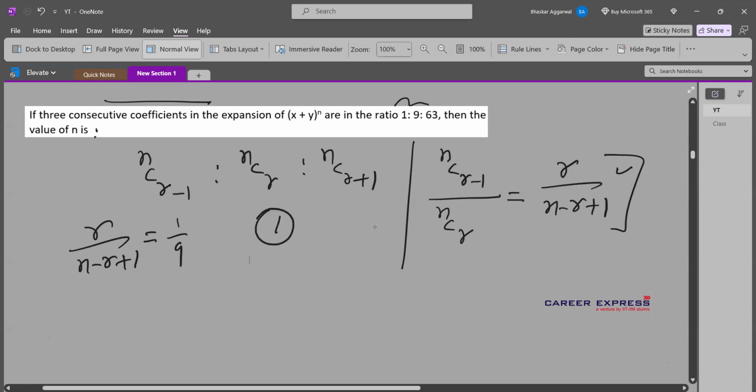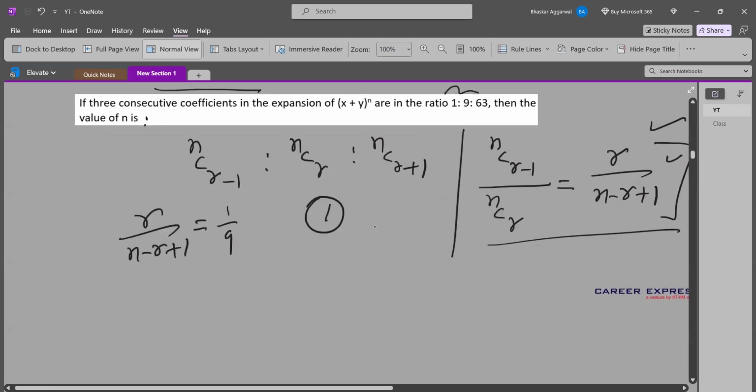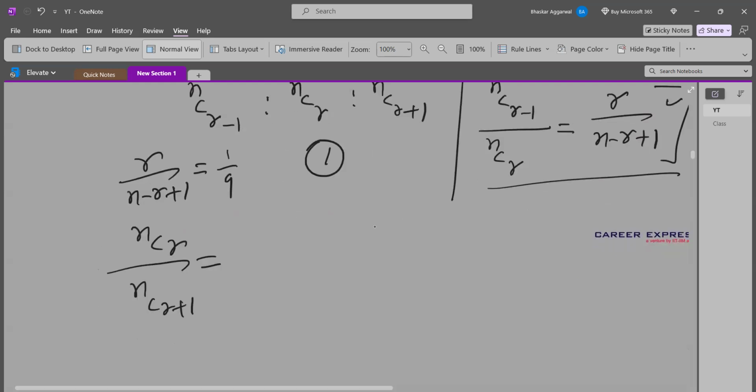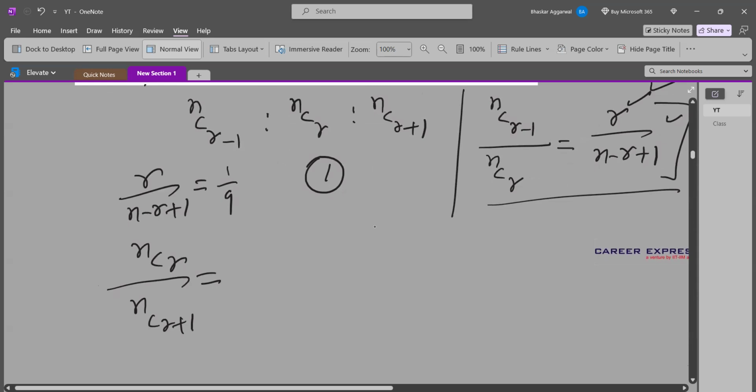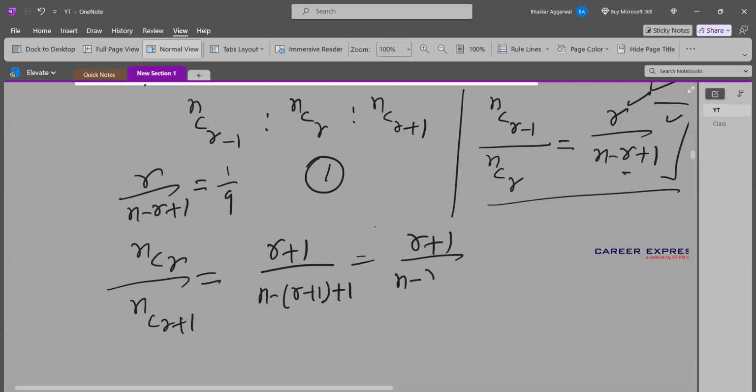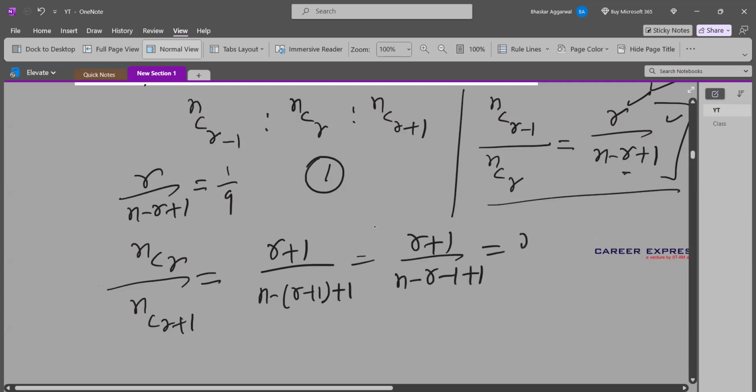And similarly, using this, I can get the ratio of the next two terms, which is nC(r) and nC(r+1). The ratio of the next two terms we can get using this relation only. In place of r, I will have r plus 1, and in place of r, I will have r plus 1 again. So that will be r plus 1 upon n minus r minus 1 plus 1. That is r plus 1 upon n minus r.